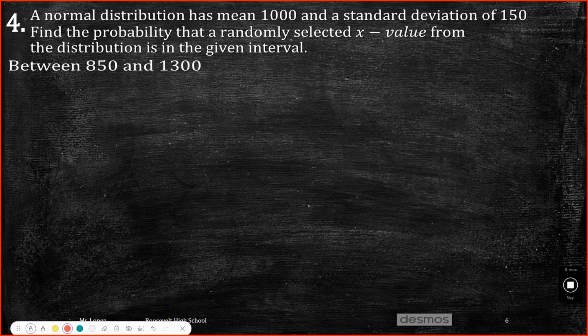It's 81.5 also. Because what's 1,000 minus 150? 850. What's 150 plus 150? 300. So what's 1,000 plus 300? 1,300. It's just the same as we did the other one.